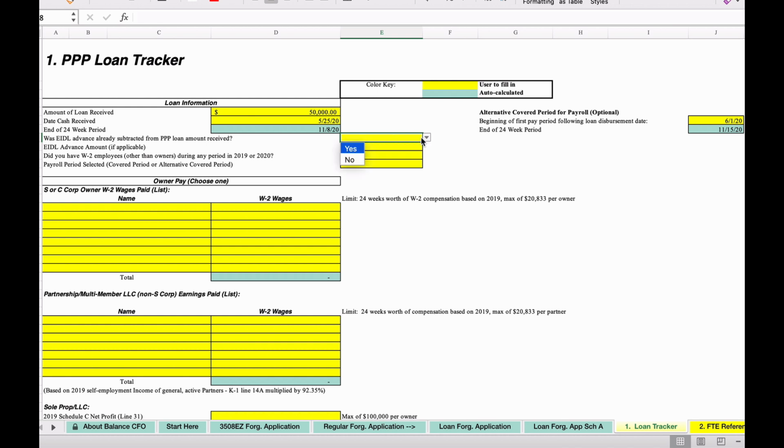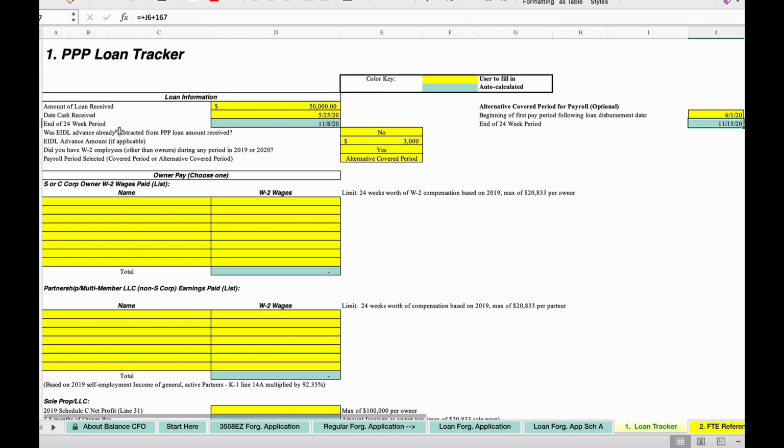We would say the EIDL advance was not, we only got 3,000 because we didn't have a ton of employees. Yes, we have W-2 employees. And this will just say whether I want to use the covered period or this alternative covered period. I'm going to say alternative covered period because I like to align it better with my payroll cycles. That'll be a little bit easier. So we're going to do that.